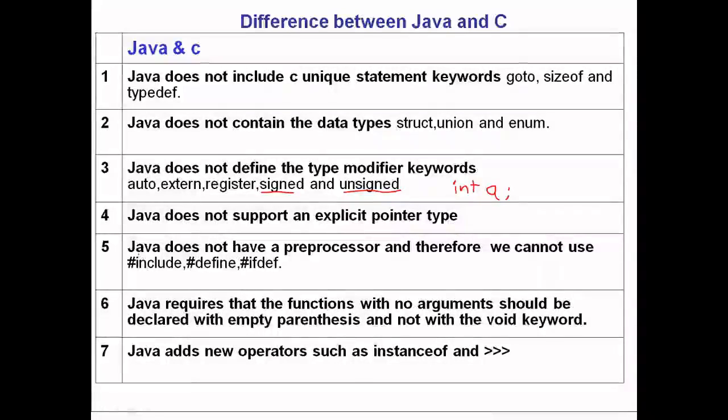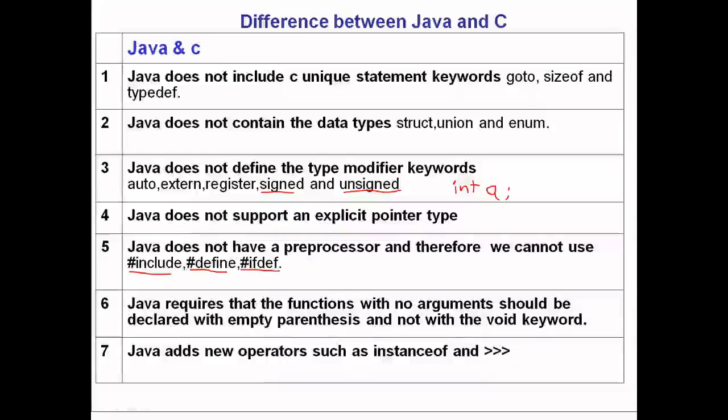Next difference, Java does not have a preprocessor, and therefore we cannot use preprocessor statements like #include, #define, #ifdef. So these are preprocessor directives which are used in C programming, and no such directives are used in Java.